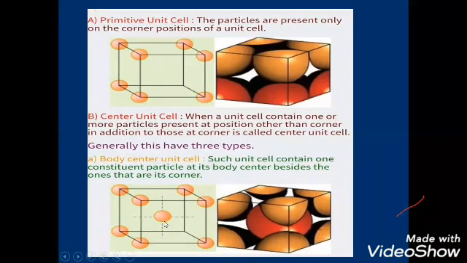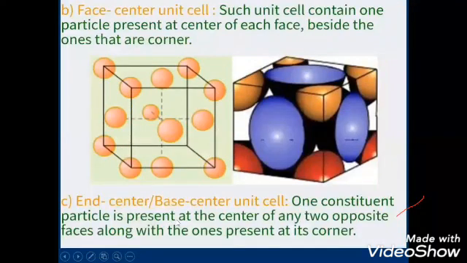And this is called a BCC unit cell. B stands for body, because you are having one unit at the center of the unit cell. That means this unit is at the body center, and other units are present at the corners. So this represents a BCC unit cell, which is a non-primitive unit cell.